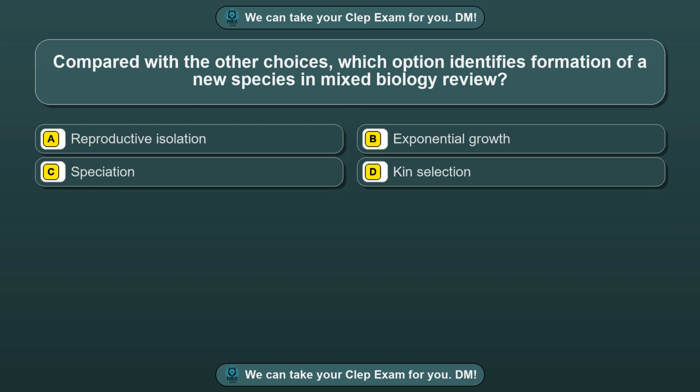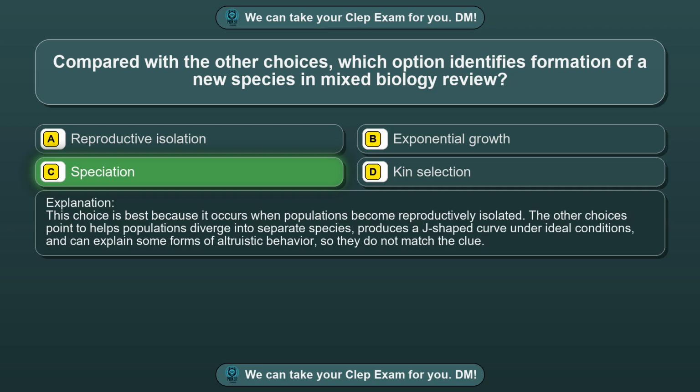Question 7. Compared with the other choices, which option identifies formation of a new species in mixed biology review? Option A. Reproductive isolation. Option B. Exponential growth. Option C. Speciation. Option D. Kin selection. The correct answer is option C.